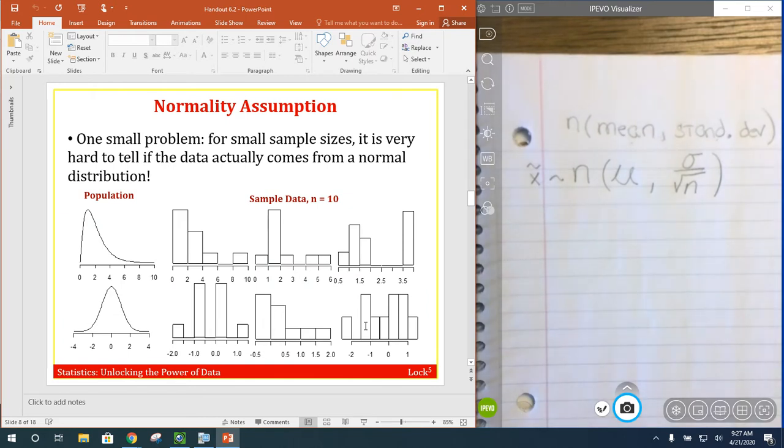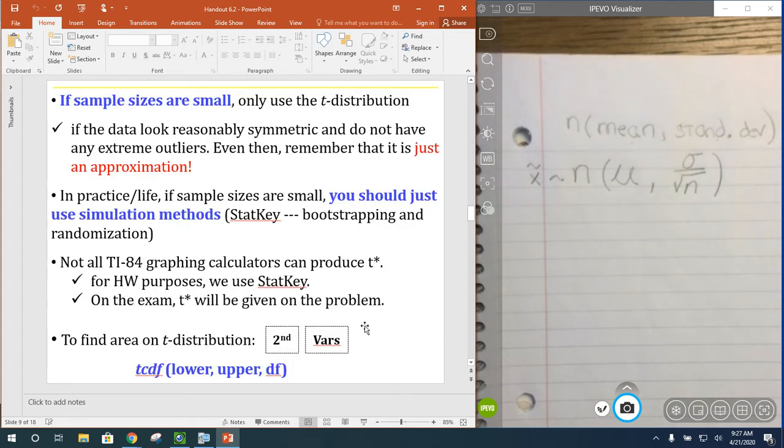The normality assumption gives us a problem, though. For small sample sizes, it's very hard to tell if the data is actually normally distributed. There are a number of different sample sets of size n equal 10, and it's very difficult to look at them, other than maybe one or two, and say this is normally distributed, this is not. That's a tough call. So we have some protocols in place.